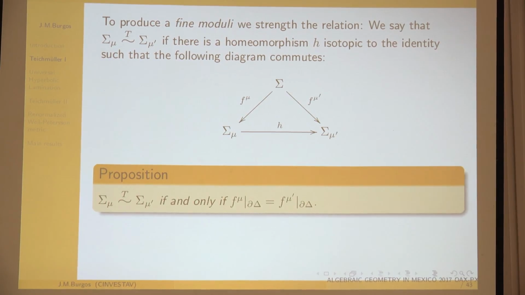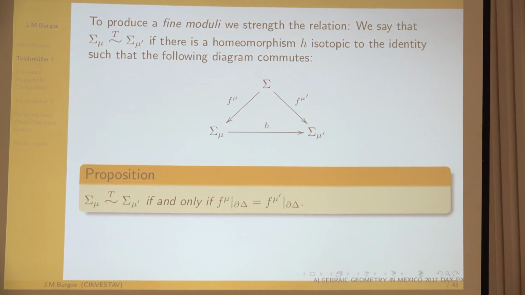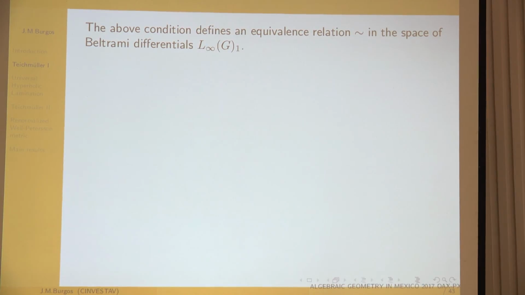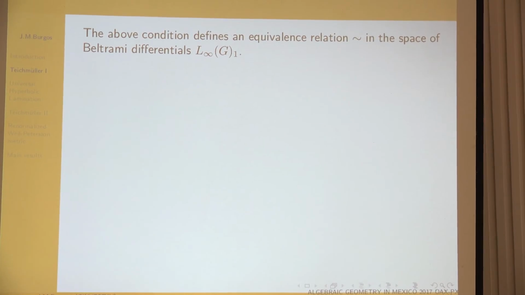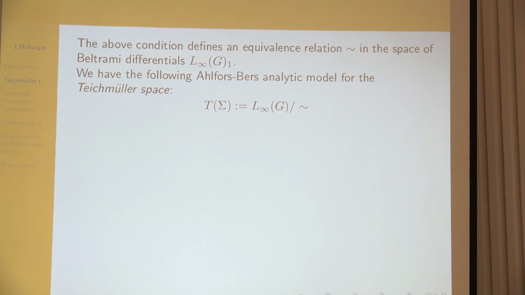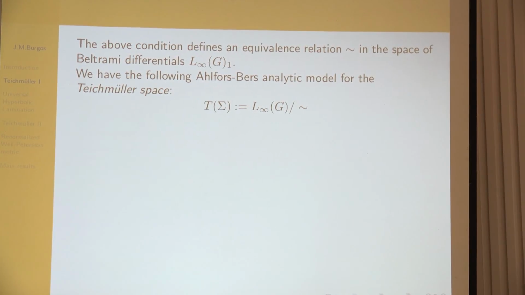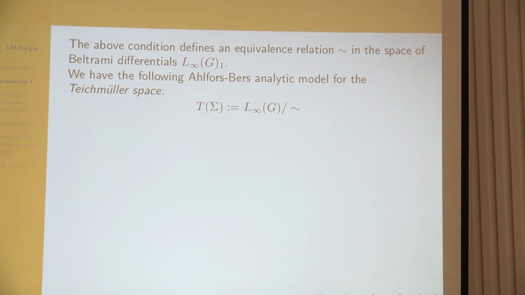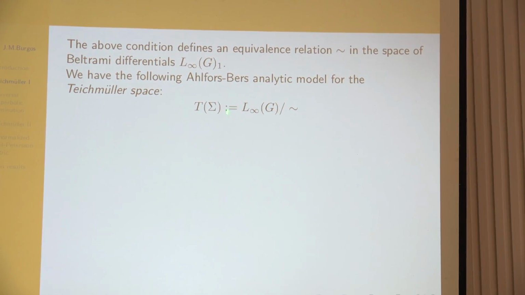And this is a very useful characterization of the Teichmüller relation. 2 deformations are Teichmüller equivalent if and only if the canonical solutions coincide on the boundary. It's a very useful characterization. Well, the above condition defines an equivalence relation in the space of Beltrami differentials. And because of all previously said, we have the Ahlfors-Bers analytic model of the Teichmüller space.